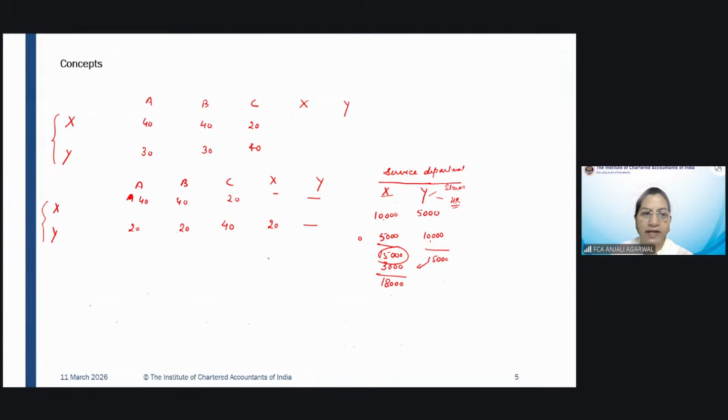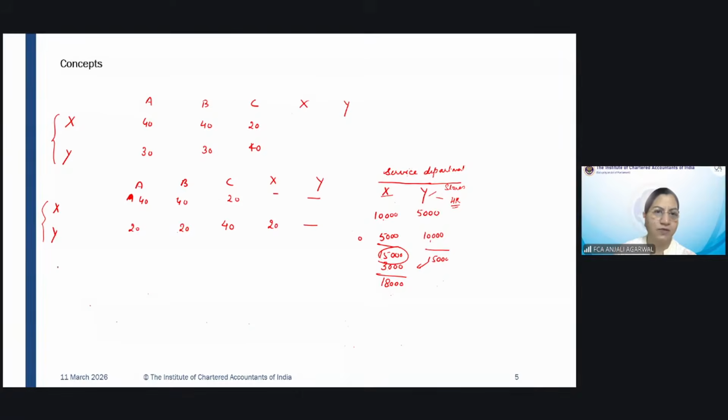So even if there were 10 service departments and three production departments, first distribute that service department which is distributing to 9. Then pick up that service department which is distributing to 8. Then pick up that service department which is distributing to 6. Then 5, 4, 3, and so on.